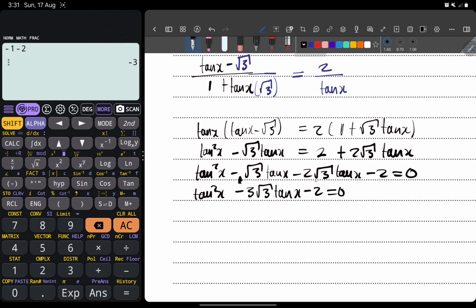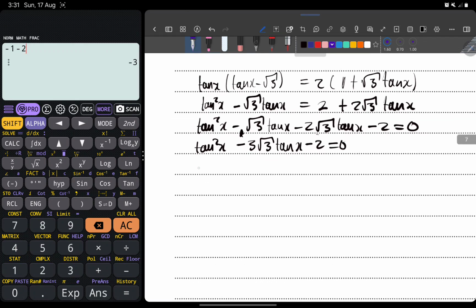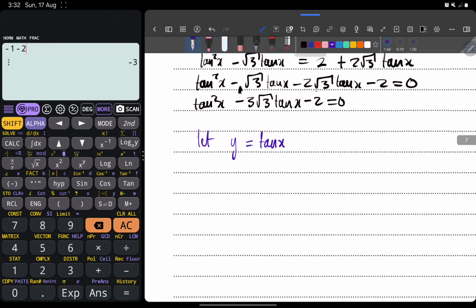You understand? Now you're going to let tan x be some letter. Let's say y is equal to tan x. So wherever there's a tan x, we are putting a y. So tan squared x now becomes y squared minus 3 root 3 y minus 2 is equal to 0. Now we have to solve this using the quadratic formula.